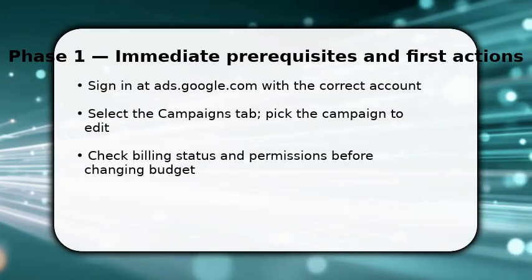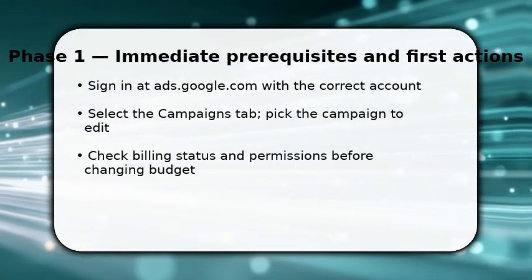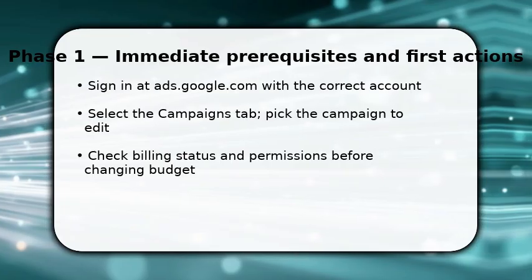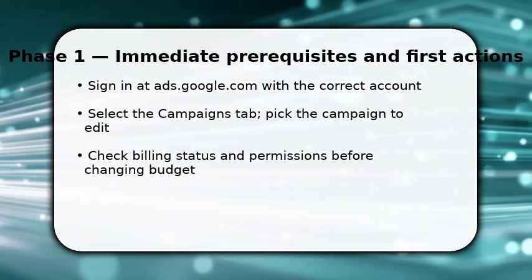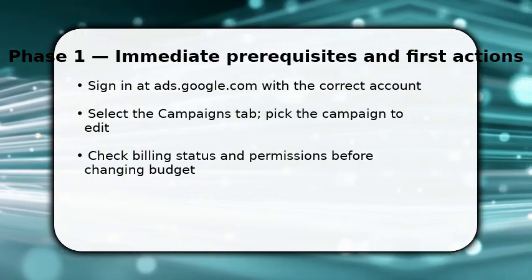You're starting inside Google Ads, so sign in and go straight to campaigns. First, pick the campaign you want to change. This focuses your edits. Once selected, confirm billing is active and that you have edit permissions, otherwise changes won't apply.